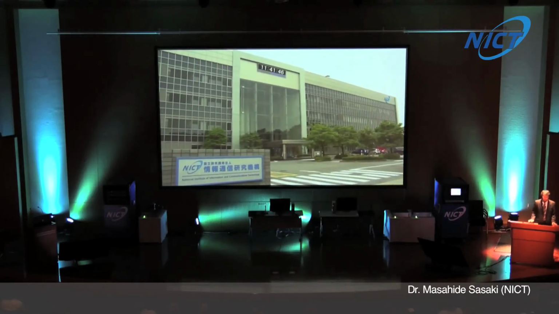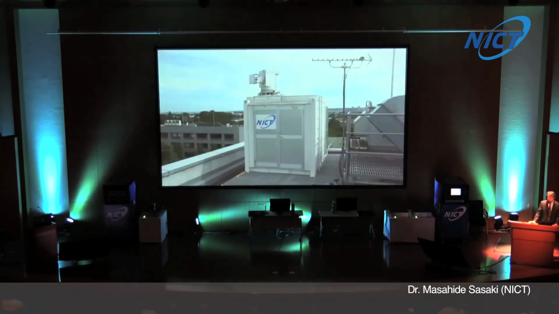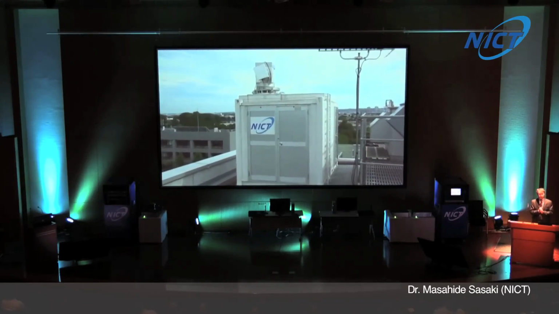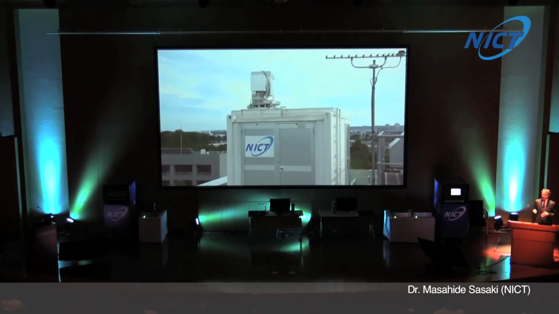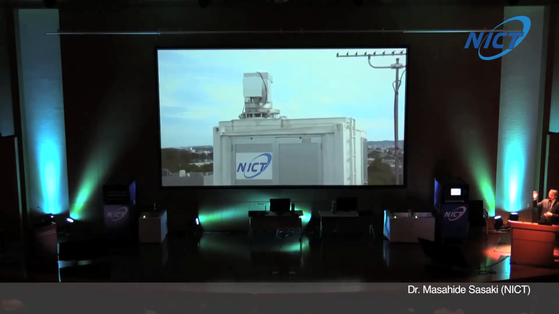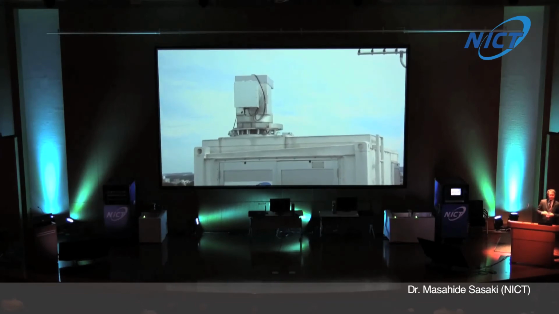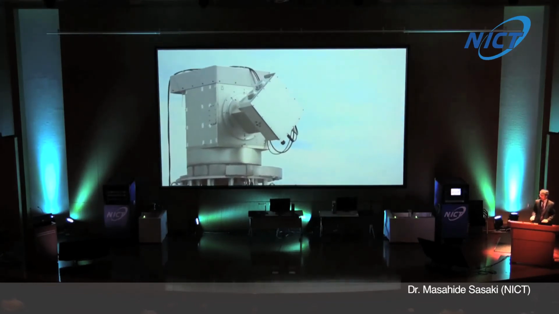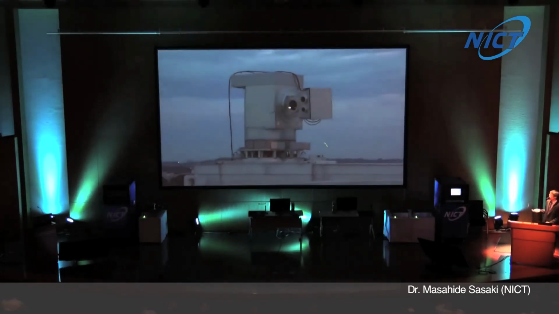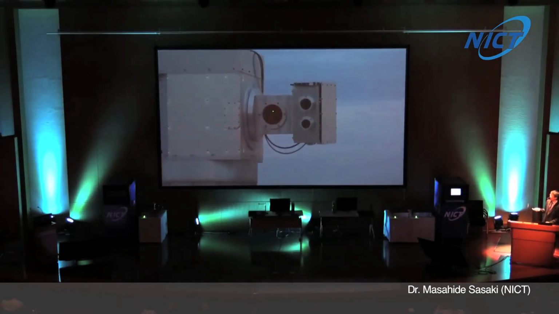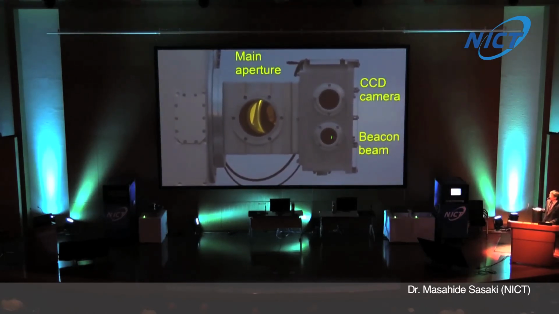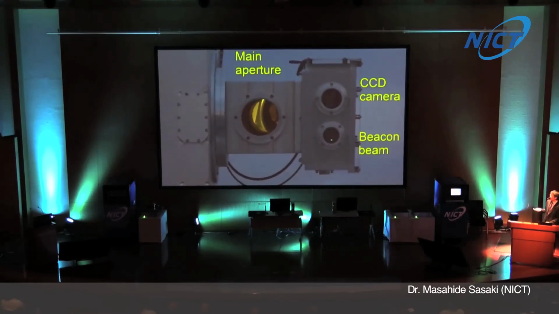The receiver is in the NICT premises. The receiver is an all-weather container type terminal with a scanner on the top. This scanner can be used not only for laser communications but also for optical sensing, so it can scan all the area of the sky. So let us see the face of this scanner. On the left side, we have the main aperture, and at the right top is a CCD camera, and at the right bottom is a beacon beam emitter.